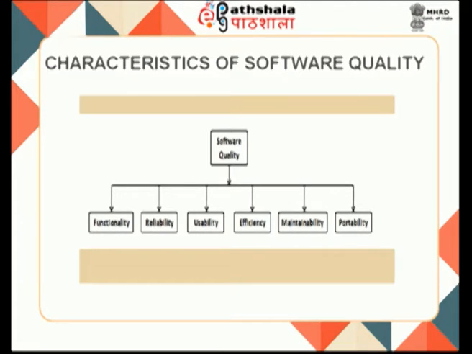Current best practices in software engineering have been able to reduce the defect density to less than 1 defect per kilo lines of code. At this juncture, I request the students to look at the principle of Six Sigma, because Six Sigma looks after minimizing the number of defects.